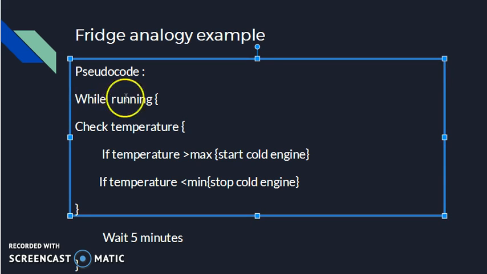While the fridge is running, the system will check the temperature. If the temperature is higher than the max temperature, which means the temperature is too high, then the system will start the cold engine. If the temperature is less than the minimum temperature, which means the temperature is too low, then it stops the cold engine. After completing these checks, it will wait 5 minutes and then check the temperature again.